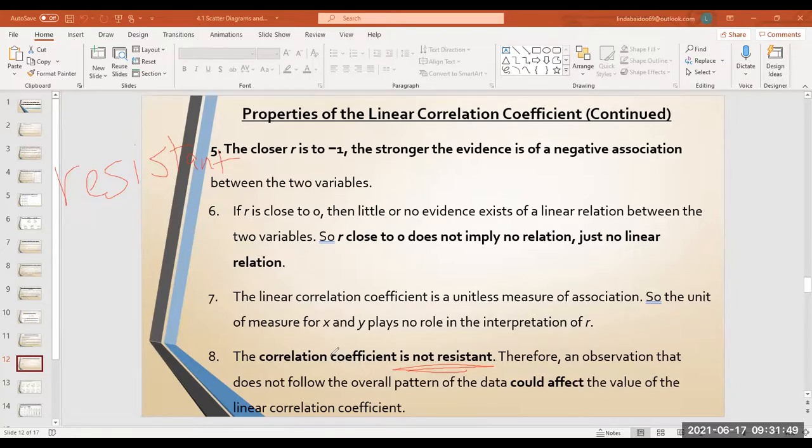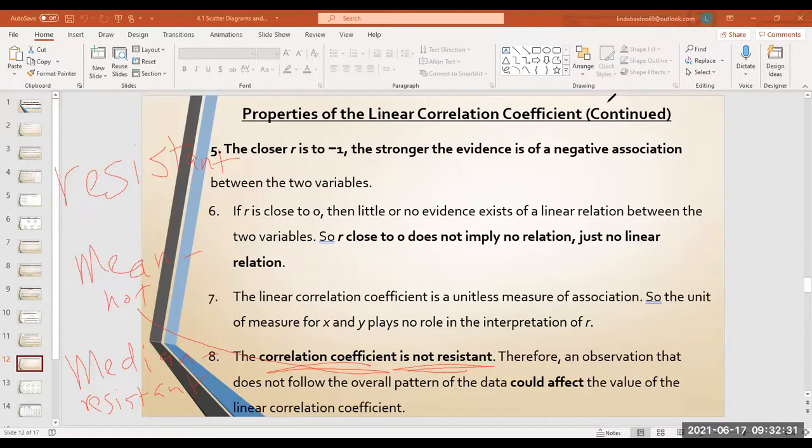When we did that in chapter 3, we realized that when it came to the mean and the median, the mean was not resistant. It was easily affected. It was easily pushed against. So the same applies here. The correlation coefficient is not resistant. But for the median, it was resistant. It wasn't easily pushed against. It wasn't easily affected. So the median is resistant. Just realize that the correlation coefficient is like the mean. It is not resistant. Therefore, an observation that does not follow the overall pattern of the data could affect the value of the linear correlation.